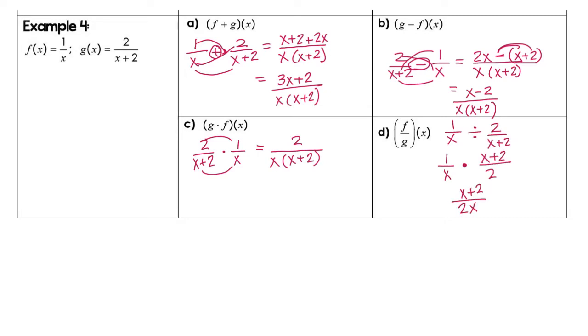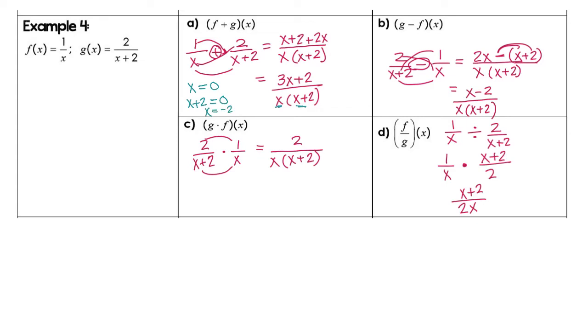Now let's go back and talk about the domains for each one of these. So in part A, notice in the denominator we have an x and an x plus 2, and those can't ever be 0. So to figure out where these would be 0, the first place here we would have x to be 0 is at 0, and then this other portion, x plus 2, if we solve that, we're going to get x equals negative 2.